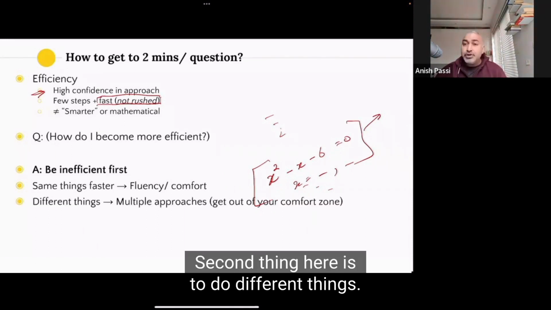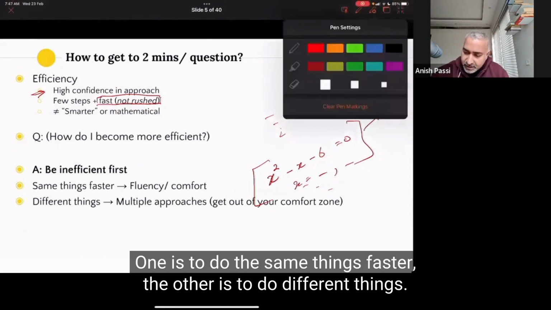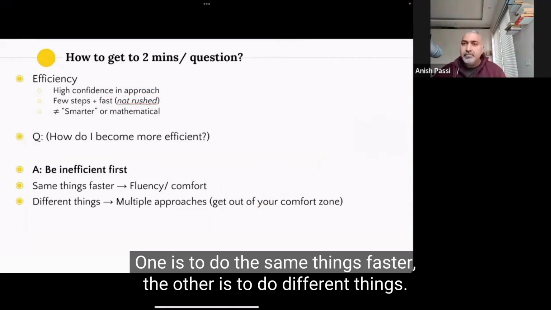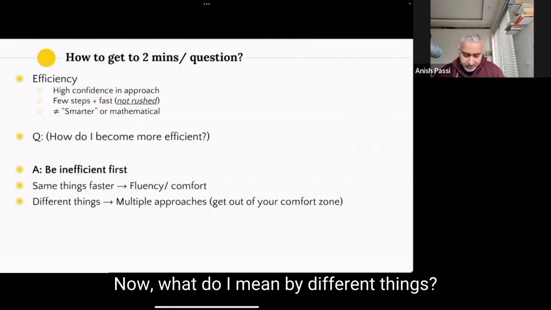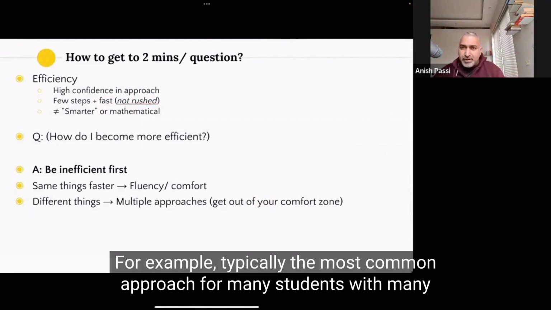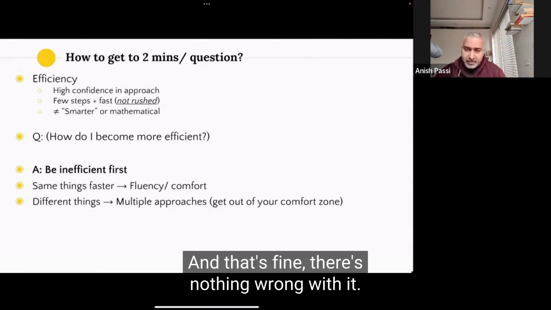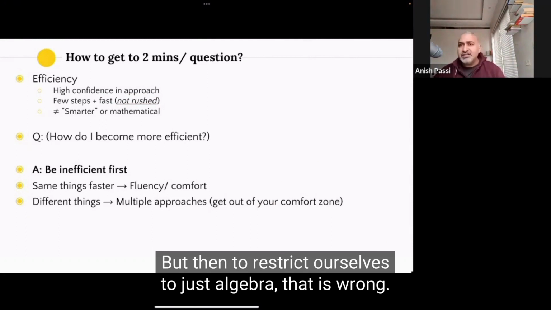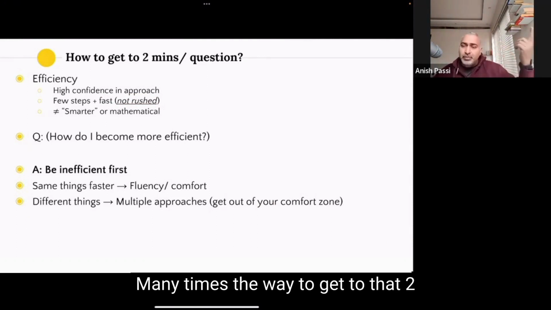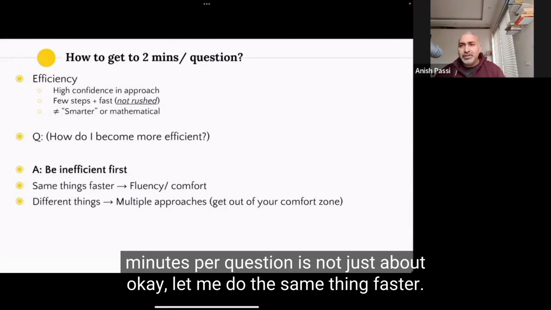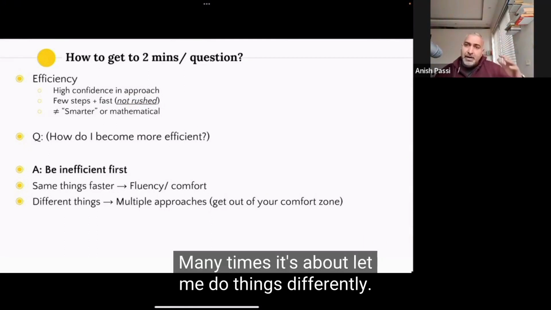Second thing here is to do different things. One is to do the same things faster. The other is to do different things. Now, what do I mean by different things? For example, typically the most common approach for many students with many questions is algebra, creating an equation and solving. That's fine. There's nothing wrong with it. But to restrict ourselves to just algebra, that is wrong. Many times the way to get to that 2 minutes per question is not just about doing the same things faster. Many times it's about doing things differently.